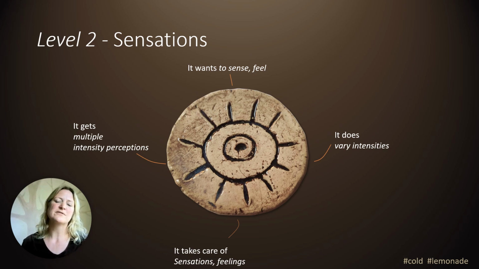Level 2 compounds sensory information into a single sensation or feeling. For example, feeling cold, feeling hot, tasting lemonade. It gets multiple intensity perceptions and compares them to what it wants to sense or feel. It creates that desired sensation by varying intensities.